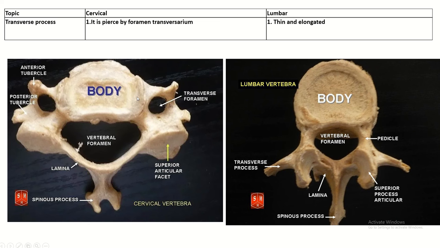Transverse process of the cervical vertebra: the foramen transversarium is present within the transverse process of the cervical vertebra, and this is the unique feature of the cervical vertebra. The transverse process of the lumbar vertebra is thin and elongated.